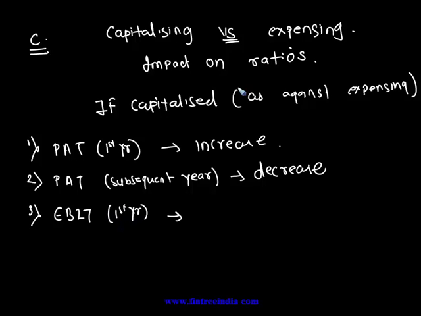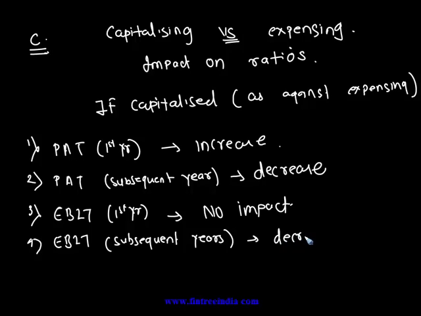Scenario 3, what would be the impact on EBIT in the first year? Will it have no impact or will it increase? EBIT will have no impact because interest expenditure comes after EBIT. We are deciding whether that interest is to be expensed or capitalized, which means there would be no impact on EBIT. Fourth, what would be the impact on EBIT in the subsequent years? Now it will decrease. Why? Because in subsequent years we will have depreciation, and depreciation is an operating expenditure. Do you want me to explain any of these 4 ratios?